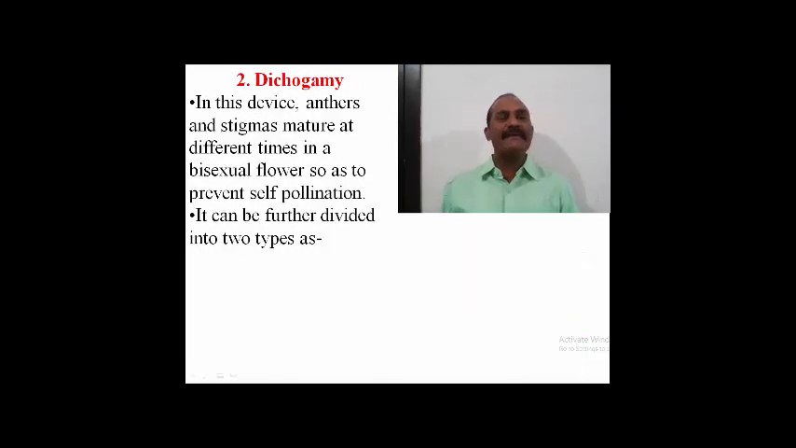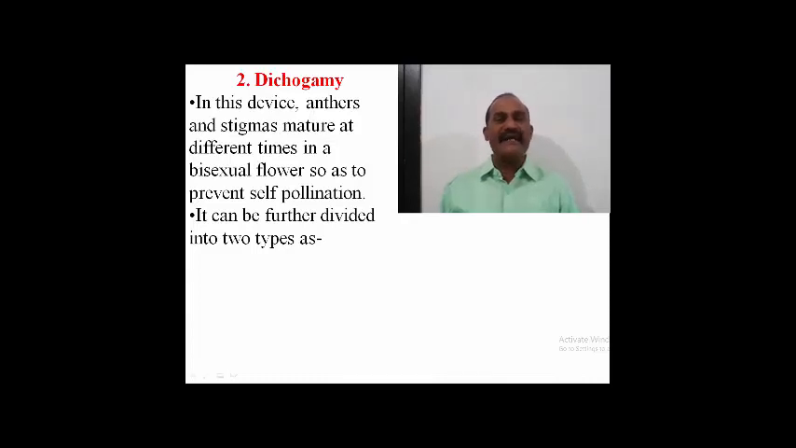The second example is dichogamy. In this mechanism, anthers and stigma mature at different times, so that the flower, being bisexual, is unable to self-pollinate. Definitely the flower is bisexual, but the maturity time of the male and female whorls differs, so that self-pollination becomes impossible.